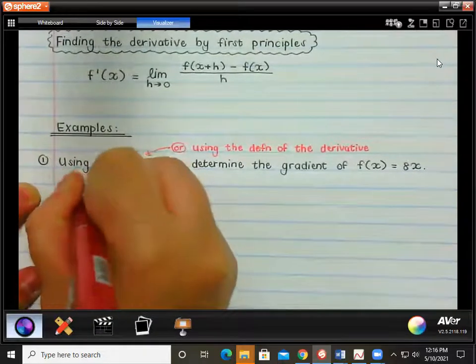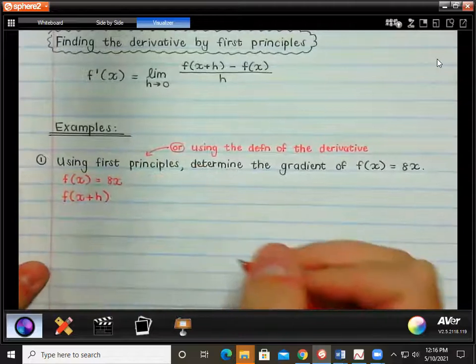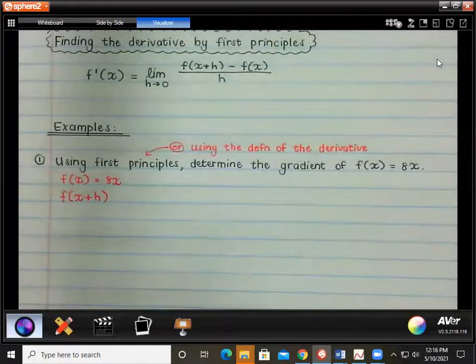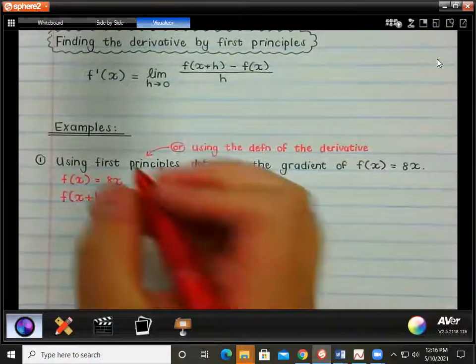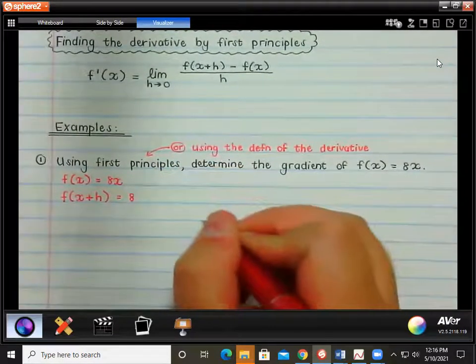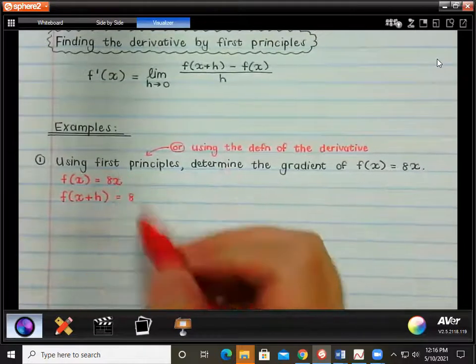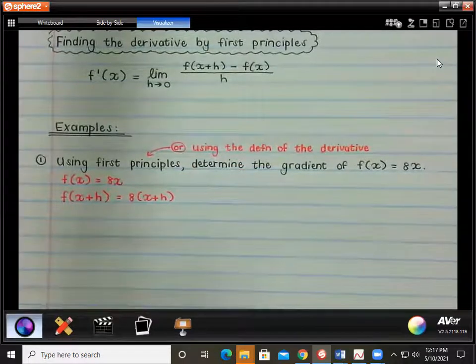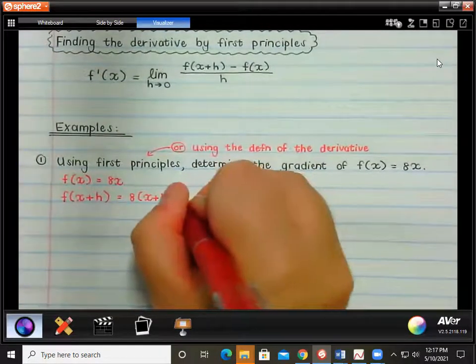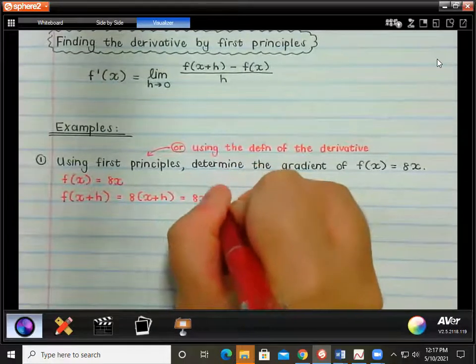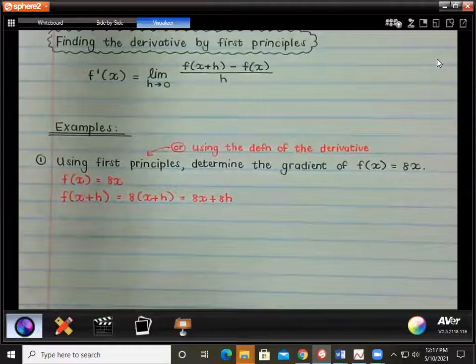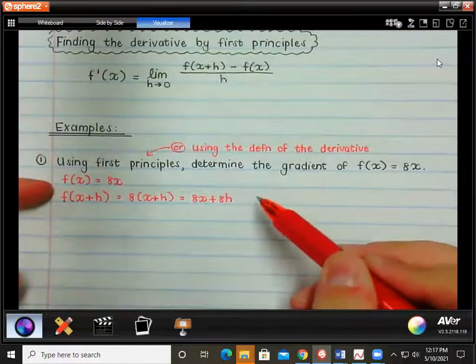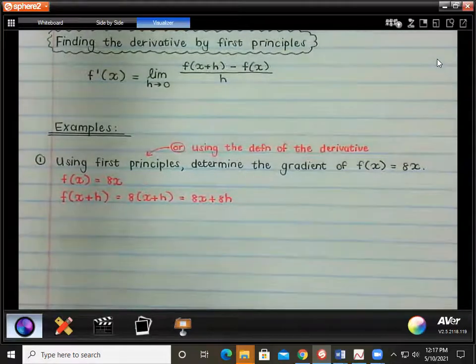Obviously this one is quite simple, but it can get quite complicated working with fractions and all sorts of things. So I've just found that it's a bit easier to not have fractions within fractions, but it is up to you. So if you are doing f of x plus h, then wherever you have x in your function, you're going to replace that with an x plus h in brackets. And this obviously we can simplify to 8x plus 8h. Now I feel like it's just less writing to do that in these two lines as opposed to the limit h tends to 0, whole fraction thing.